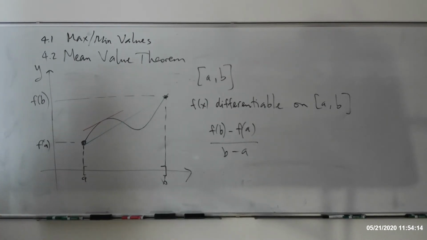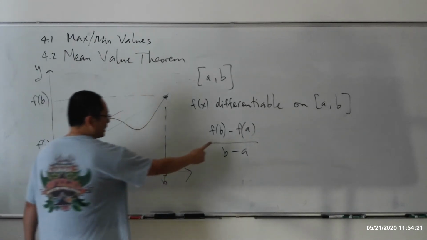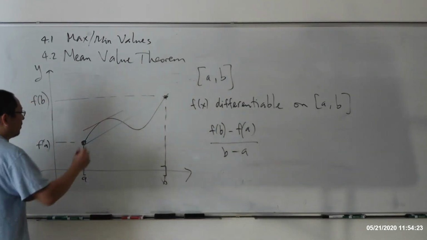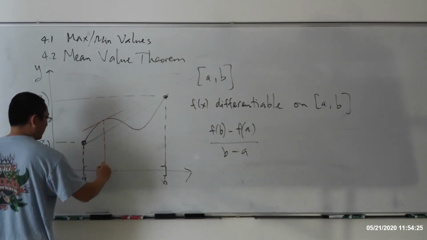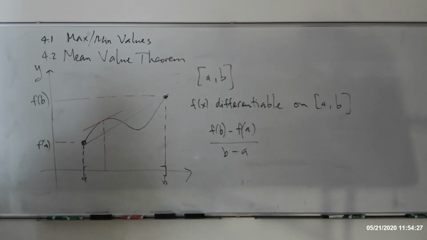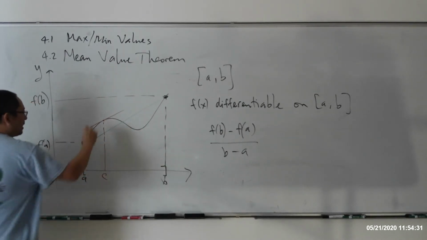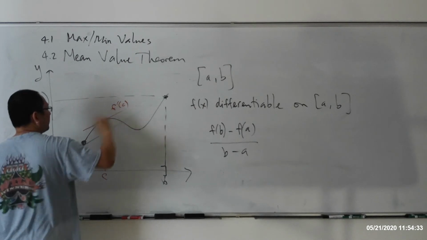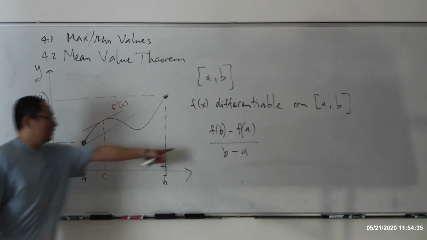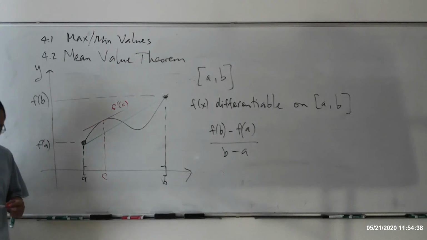So how do you indicate that the lines are parallel? Two lines are parallel if they have the same slope. This is the slope of the secant line. What about the slope of the tangent line right here? The theorem says it: you can always find a point C between A and B such that f prime of C is equal to that quantity right here.